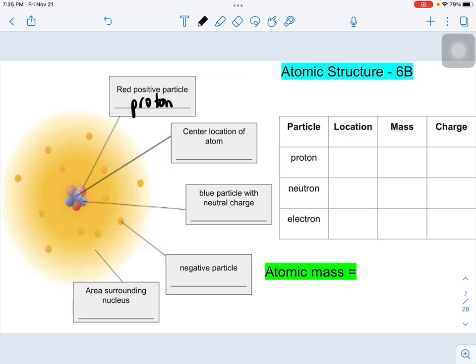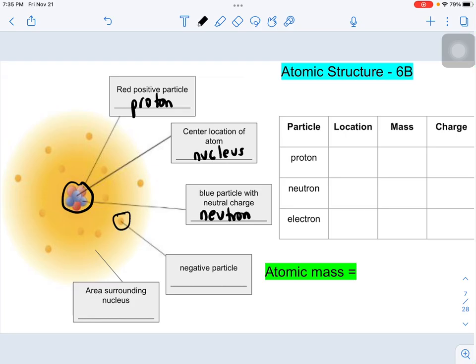And let's worry about this blue particle right here that I just circled. It says a blue particle with a neutral charge. That is going to be the neutron. Try to think neutron, neutral, right? Okay, both of these particles, the proton and the neutron, are going to be located in the center of the atom, and we call that location the nucleus.